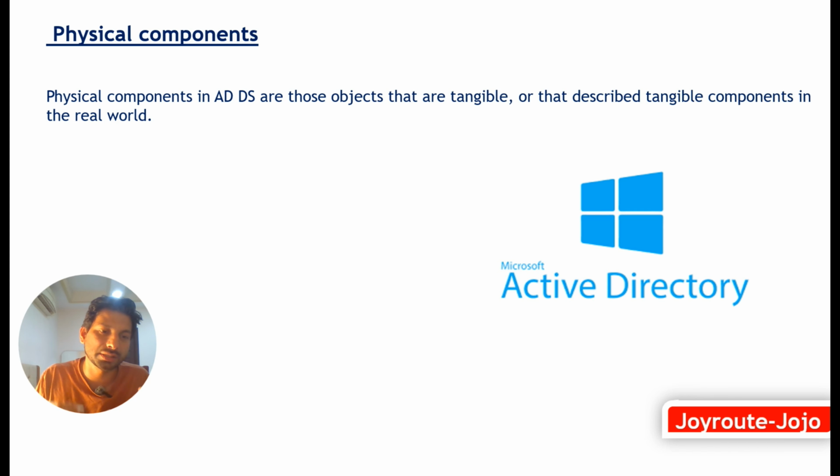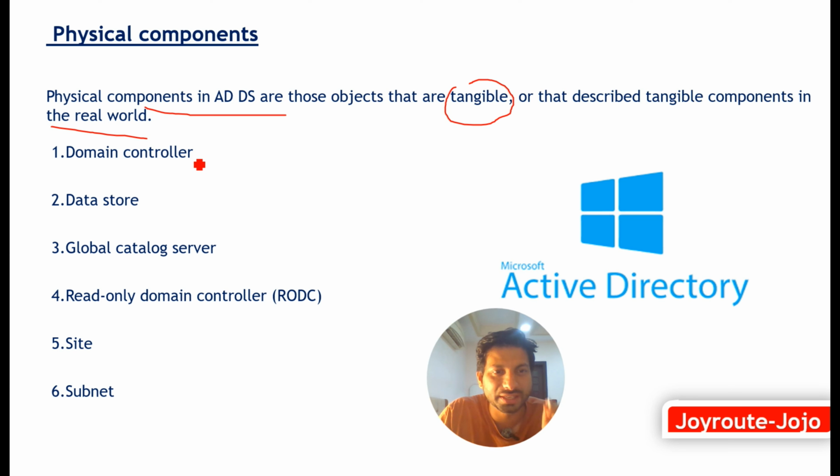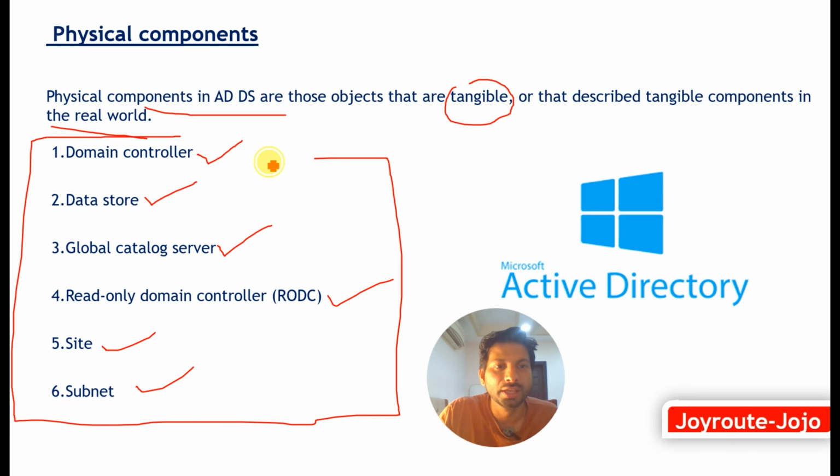Alright, let's discuss the physical components of AD DS in detail. Physical components in AD DS are those objects that are tangible or that describe tangible components in the real world. So those things are called physical components. First one is domain controller, then data store, global catalog server, read-only domain controller, site, and subnet. These six are mentioned as the physical components of Active Directory Domain Services.